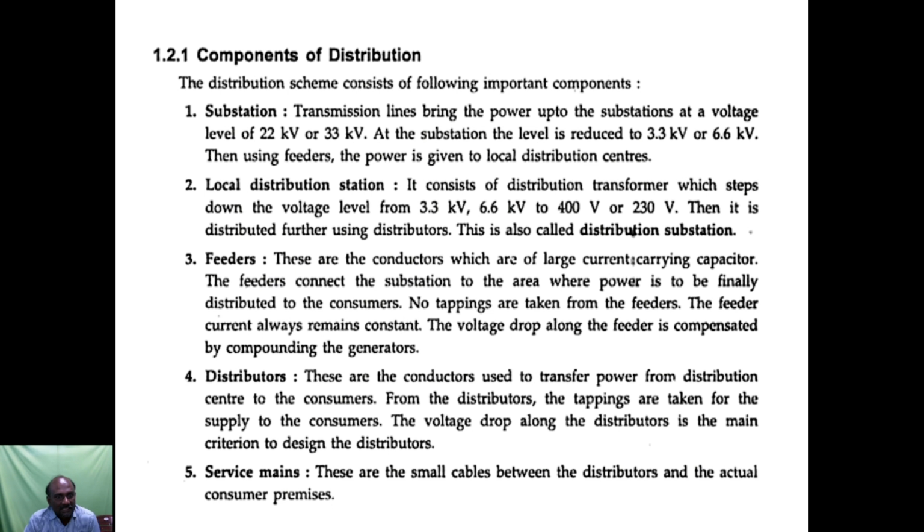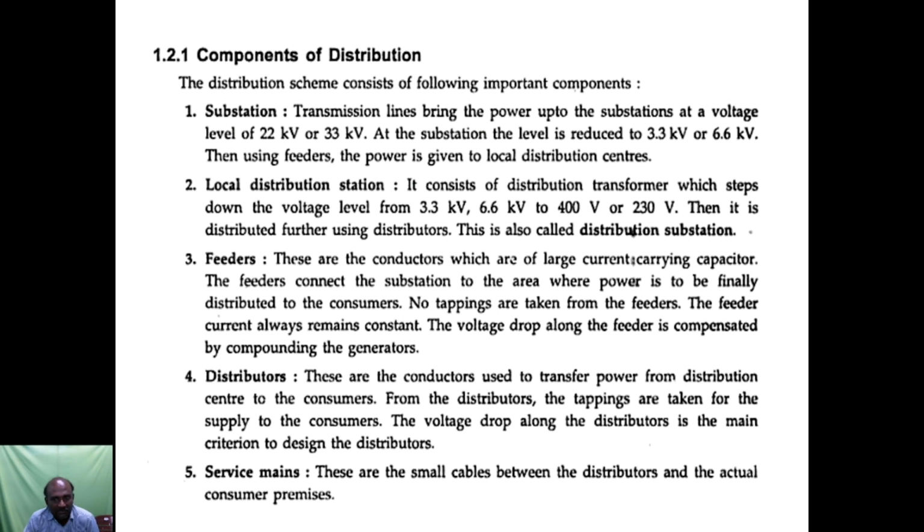As we already know, there is the substation. So what is a substation? Transmission lines bring the power up to the substation at a voltage level of 22 or 33 kV. At the substation, the level is reduced to 3.3 kV and 6.6 kV. So a substation is a station where we are stepping down the voltages, 33 kV into 3.3 kV or 6.6 kV, using transformers. Then what is the local distribution system?